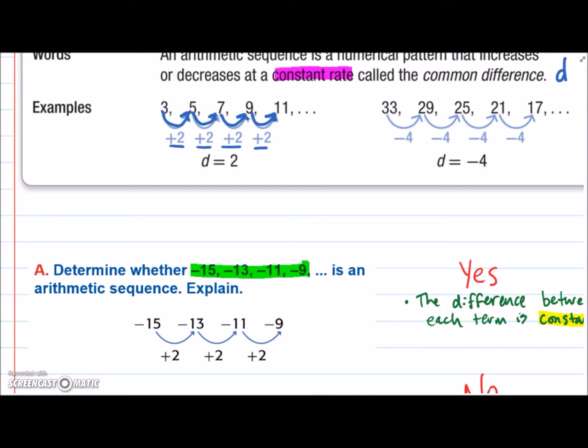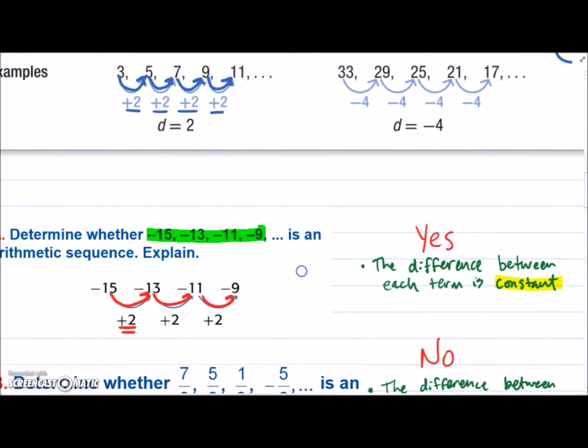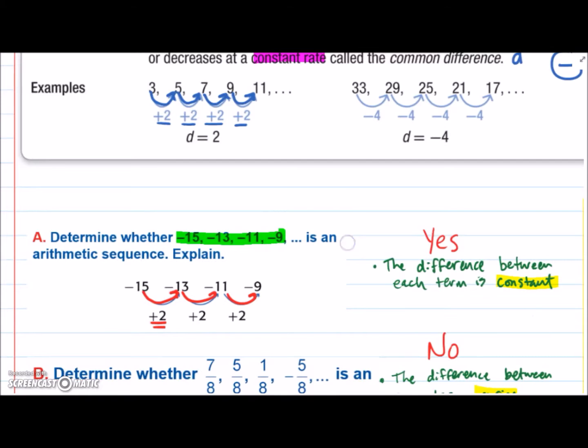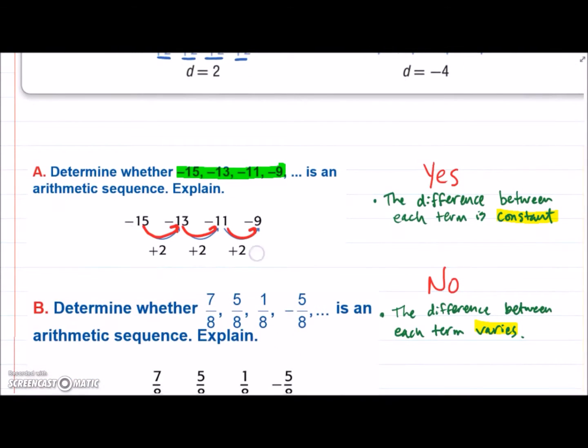So I need to ask myself, am I adding something each time since they're getting bigger? Sure enough, if I go from -15 to -13, if I add 2, that works. So I'm adding 2 each time. So yes, that difference is constant between each term. So it is arithmetic. Let's look at this next example.